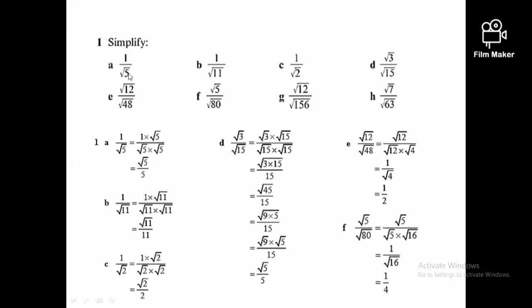1 divided by root 5, what we need to do is rationalize the denominator. Multiply both numerator and denominator by root 5. 1 into root 5 is root 5. Root 5 into root 5 is 5. This is your final answer.